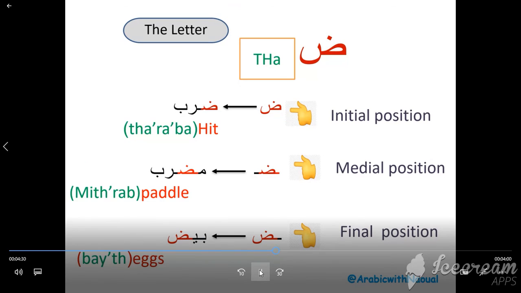The letter Dad is like the letter Sad. In the initial position it is written like in the word ضرب, in the medial position like in the word مضرب, in the final position like in the word بيض.